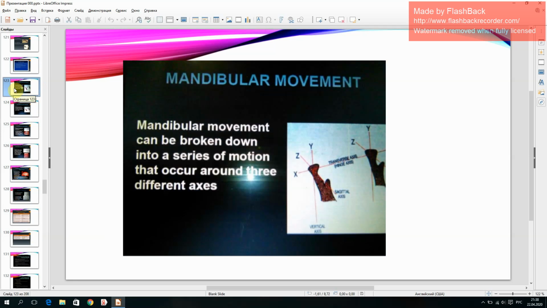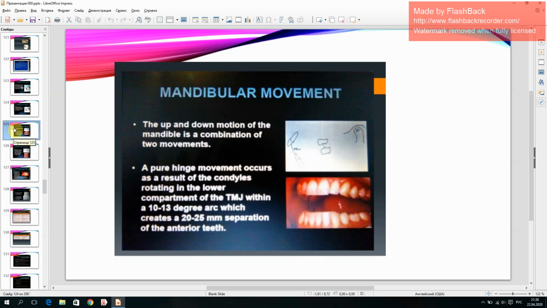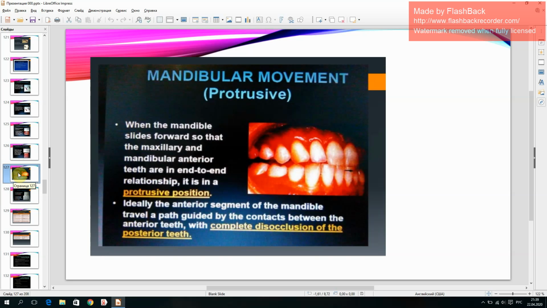Mandibular movement, for example. The up and down motion of the mandible is a combination of two movements. Next, this is the mandibular movement, protrusive variant.